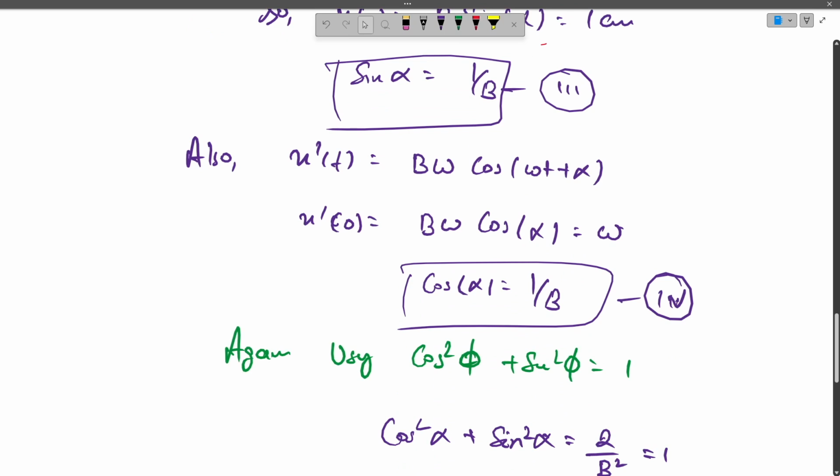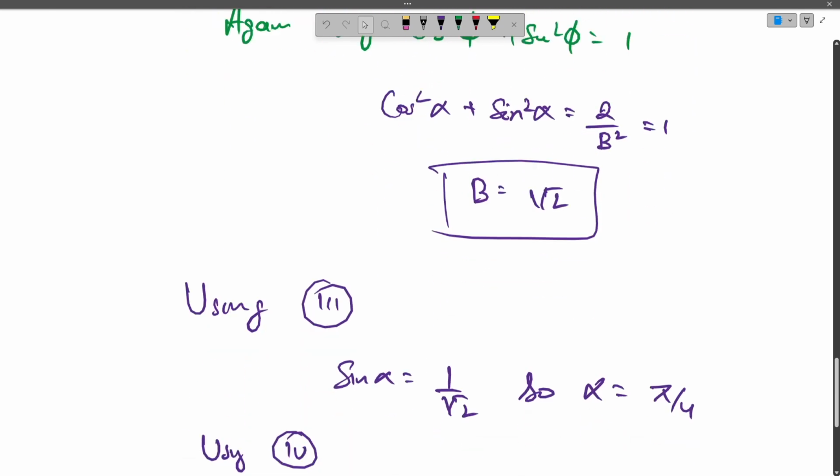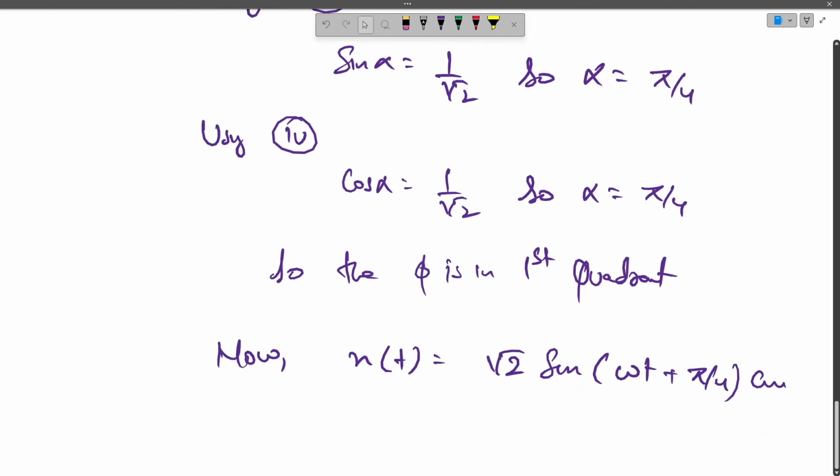Now using the same identity again, cos square plus sin square equals 1, we get B equals root 2. Upon calculation, we get alpha equals pi by 4, so we can write this equation as root 2 sin(omega t plus pi by 4) centimeter. Thank you.